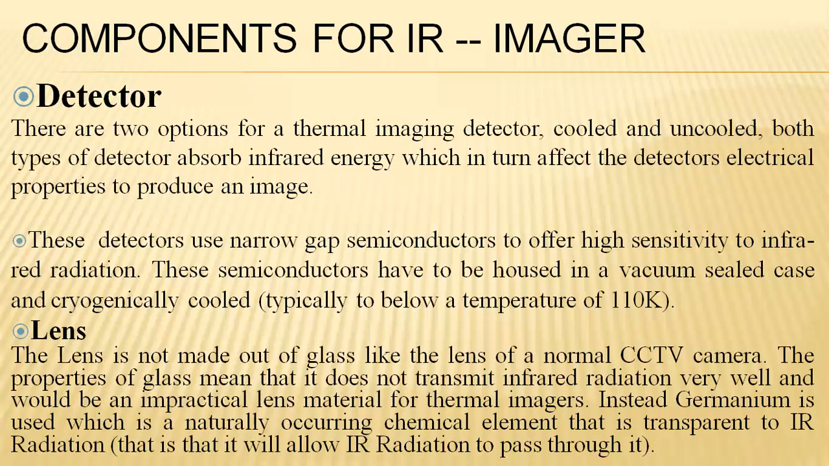Instead of this, germanium is used, which is a naturally occurring chemical element that is transparent to infrared radiation, so the radiation passes through this material, whereas silicon does not support transmitting infrared radiation through the material, or within the material, you can say.